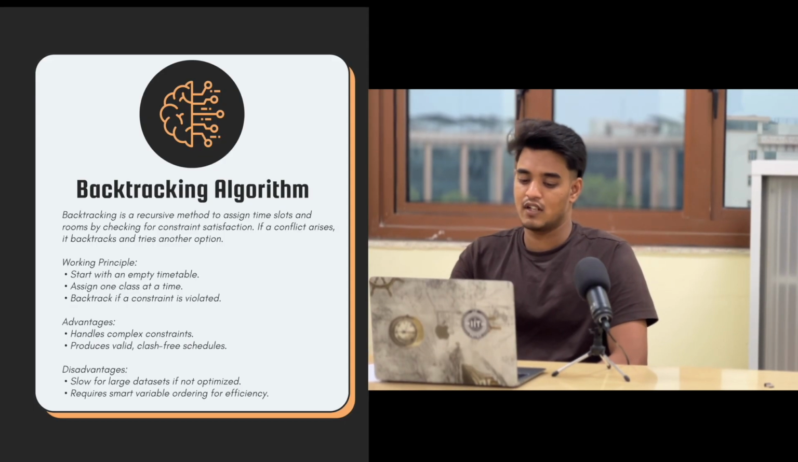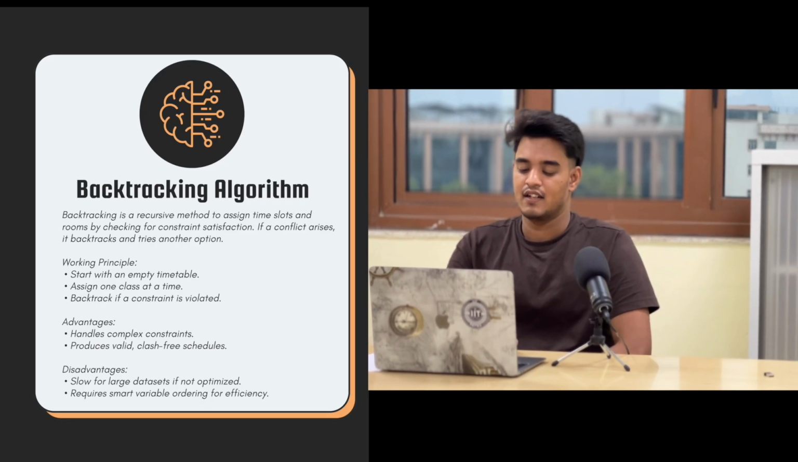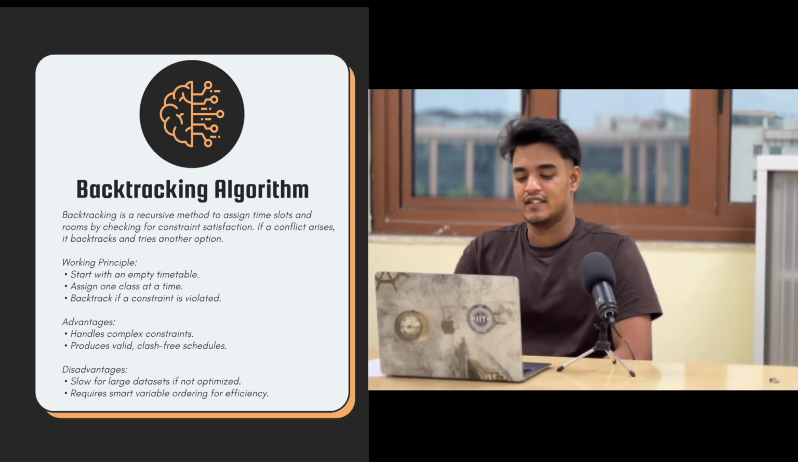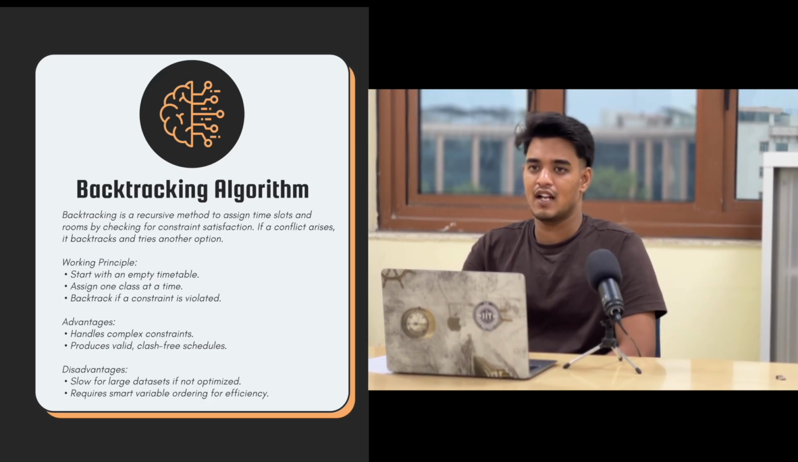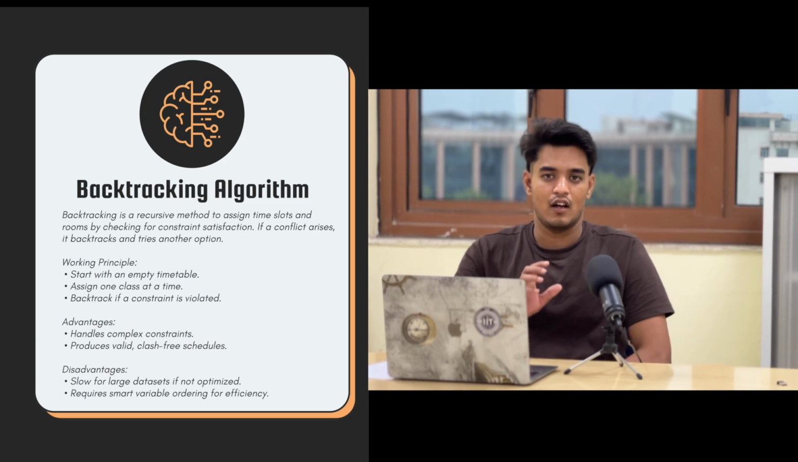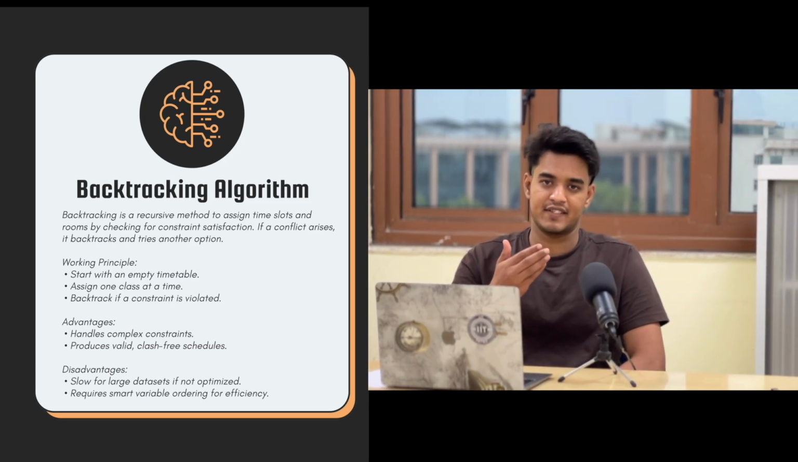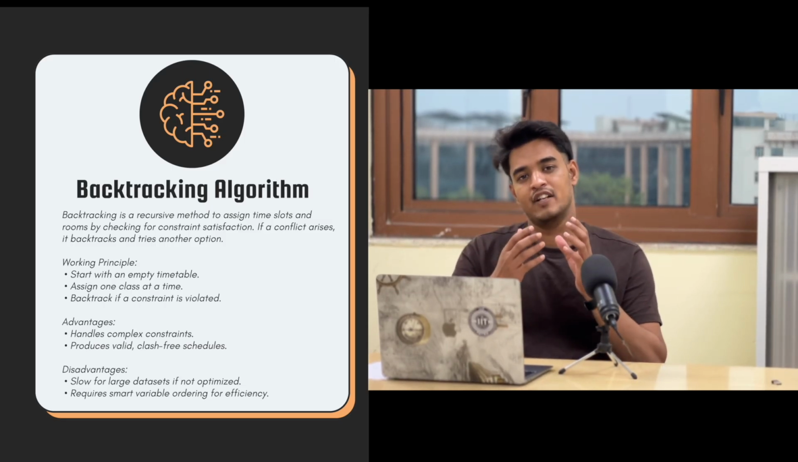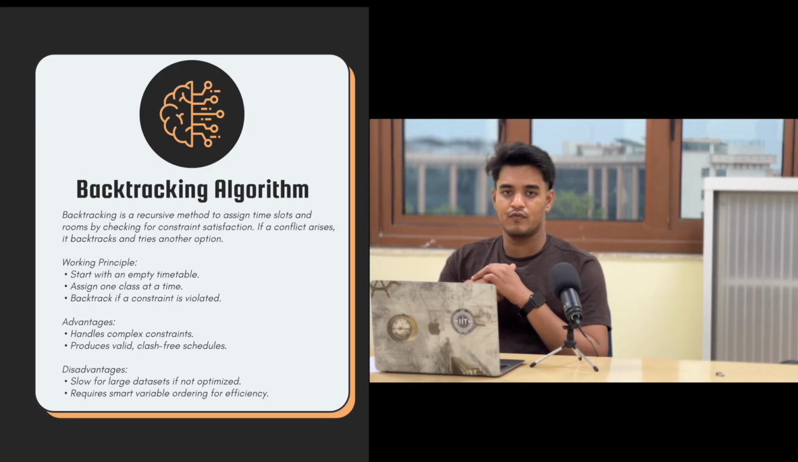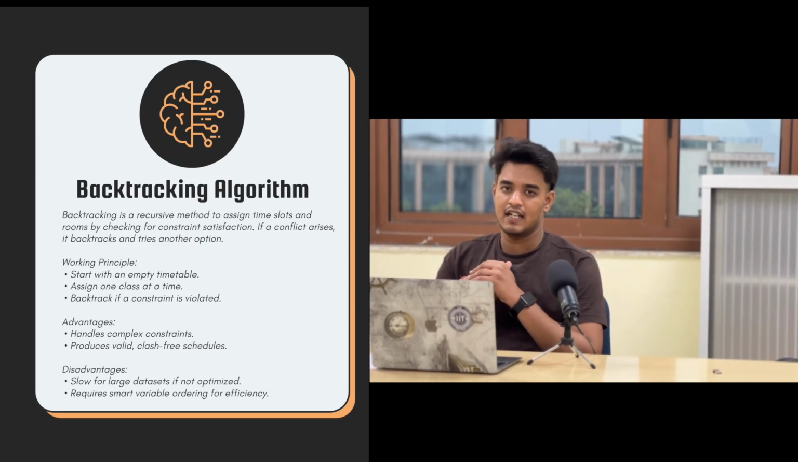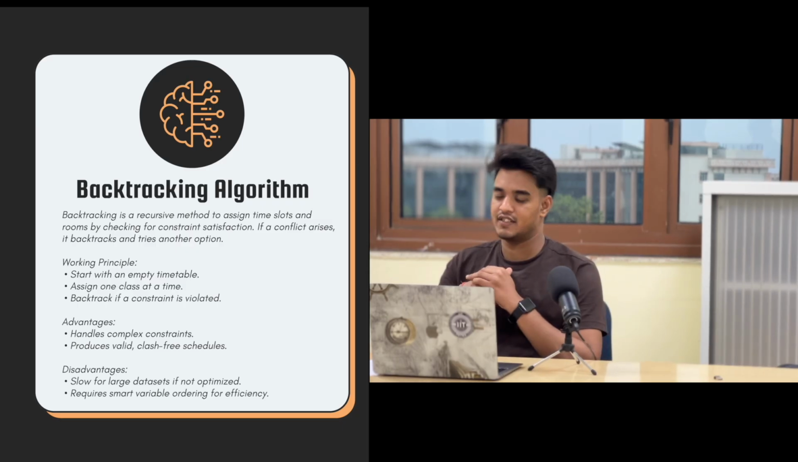Third, backtracking algorithm. As I said earlier, backtracking is a recursive method to assign time slots and rooms by checking for constraint satisfaction. If a conflict arises, it backtracks and tries another option. Its working principle is that it starts with an empty timetable, then assigns one class at a time. If a constraint is violated, it backtracks. Its advantage is that it handles complex constraints and provides valid clash-free schedules. The disadvantage is that it is slow for large data sets.